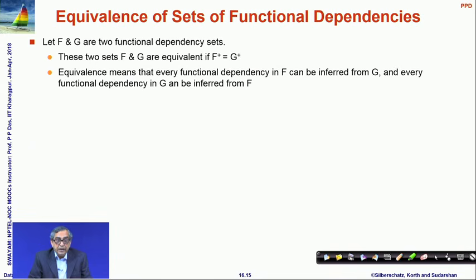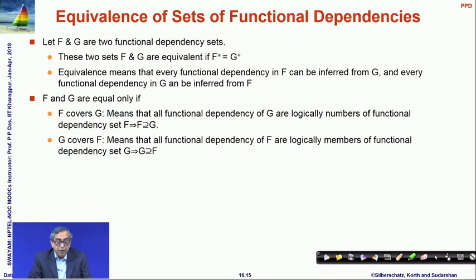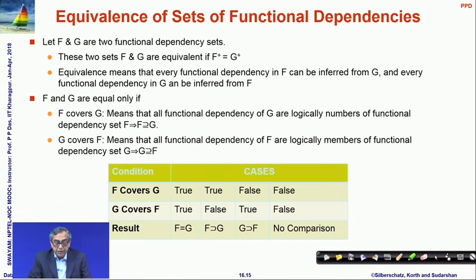Naturally, this strongly uses the underlying concept of equivalence of two sets of functional dependencies F and G. They are equivalent if their closures are equal, or in other words, if F covers G and G covers F, that is, F logically implies G and G logically implies F. This table shows you different conditions where you can conclude whether F and G are equivalent sets of functional dependencies. Both covers have to be true for the sets to be equivalent.